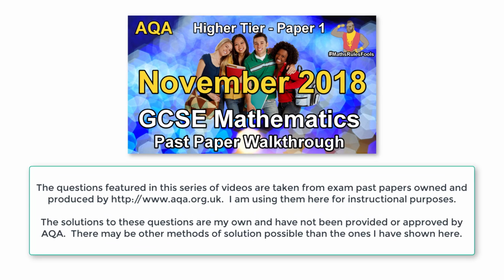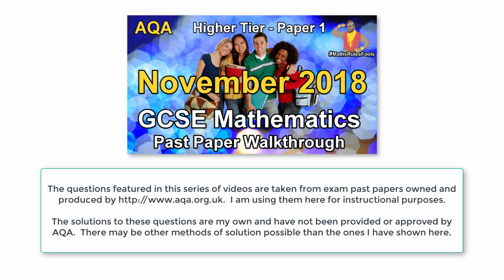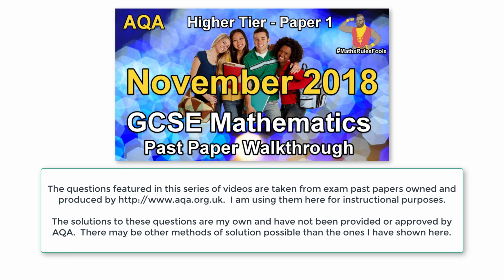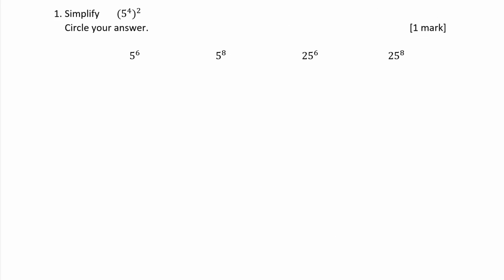Welcome along to another AQA past paper walkthrough. Today we're going to be having a look at the November 2018 Paper 1, and we're looking at the higher tier. Question 1. Simplify 5 to the power 4, all raised to the power 2.